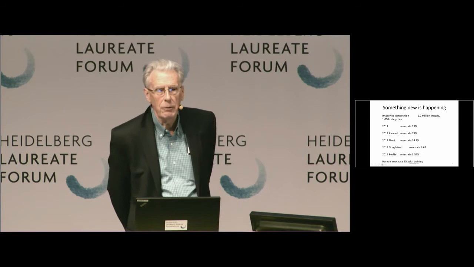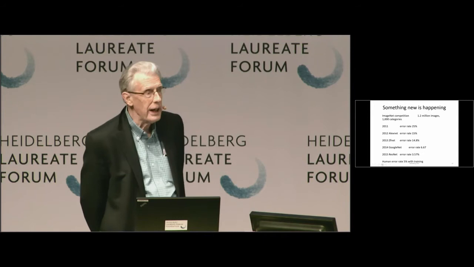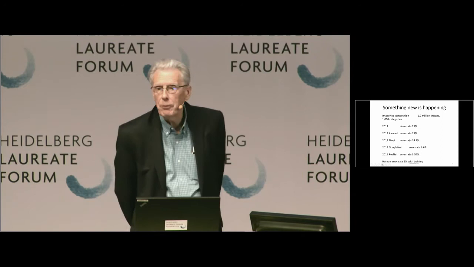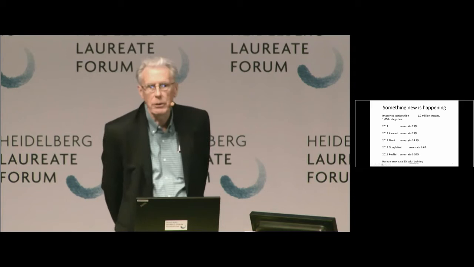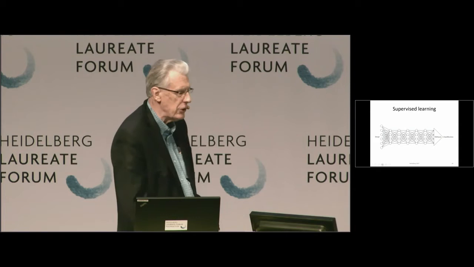A couple years later, GoogleNet reduced the error to 6.7, and the following year, ResNet got it down to 3.57. And if you train a human being to classify these images, their error rate is about 5%. So now these networks can classify images better than a trained human being. Okay. Now I'm going to start talking about things which lead to some interesting research questions.